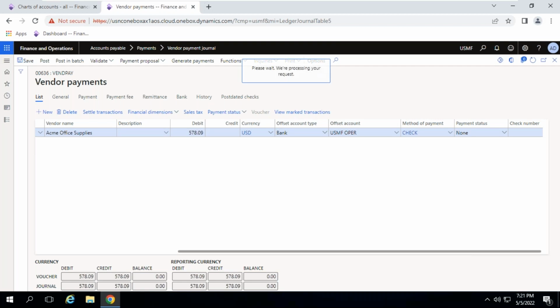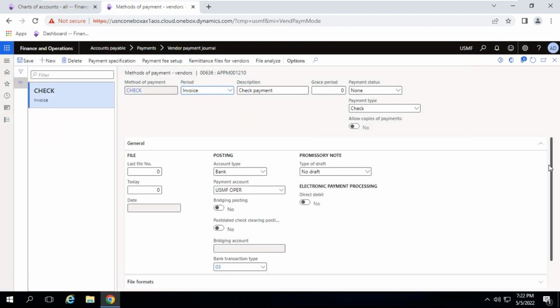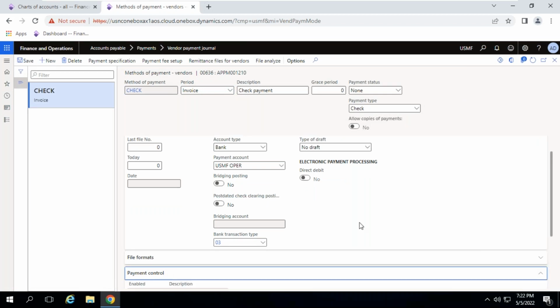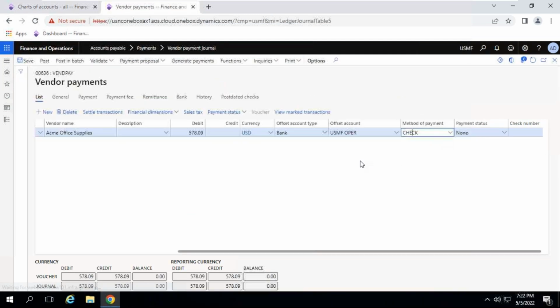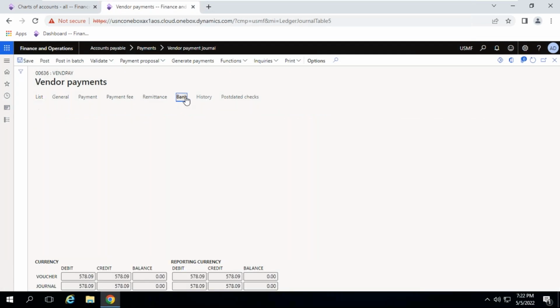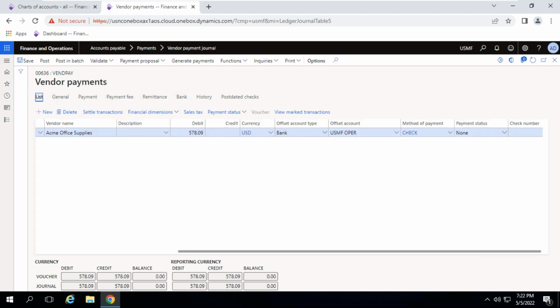If you go inside the method of payment check and scroll down to payment control, we have enabled these checkboxes: offset account type bank, check number mandatory, and bank transaction type mandatory. Because of this mapping, the bank transaction type is populated automatically from the setup. Next, the bank is selected. I have not filled the check number, and if I want to enter it manually, I cannot.